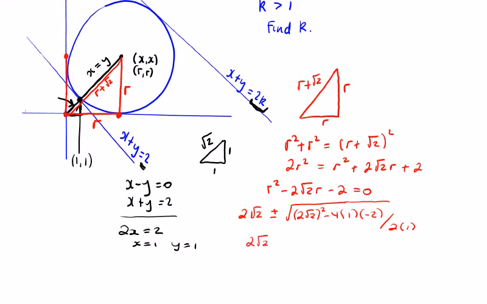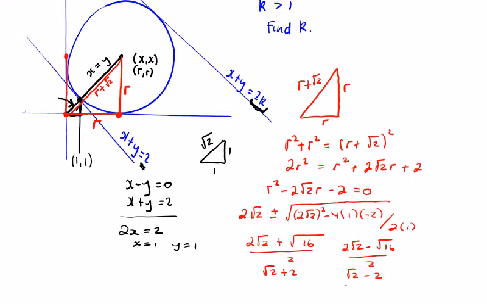So we're going to get 2√2 plus, what's the square root going to give me? 4 by 2 is 8, and plus 8, so it's 16 over 2. I'm going to have 2√2 minus the square root of 16 over 2. So it's going to give me 2√2 plus 4 over 2. So the 2 divides into both of them. So we're going to get √2 plus 2, or √2 minus 2. 4 divided by 2 is 2.